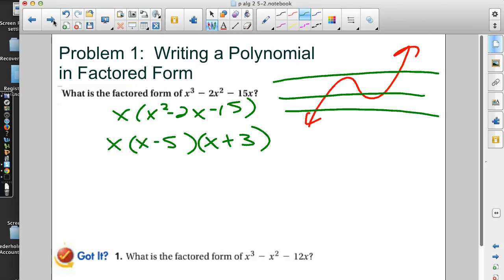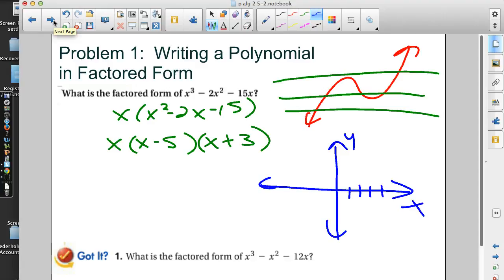Now what I can add to my toolbox about this polynomial is this. Not only do I have the end behaviors, but I know it's going to cross the x-axis at 0, at 5, and at negative 3. And I could use that to get a much better graph of this function. In fact, I'm just going to make a quick sketch for you here. That's what I know right now.